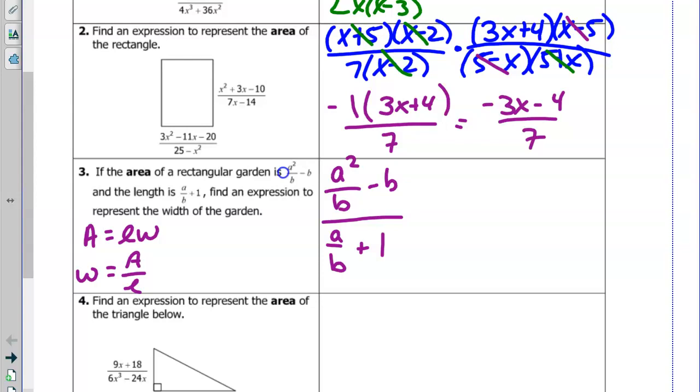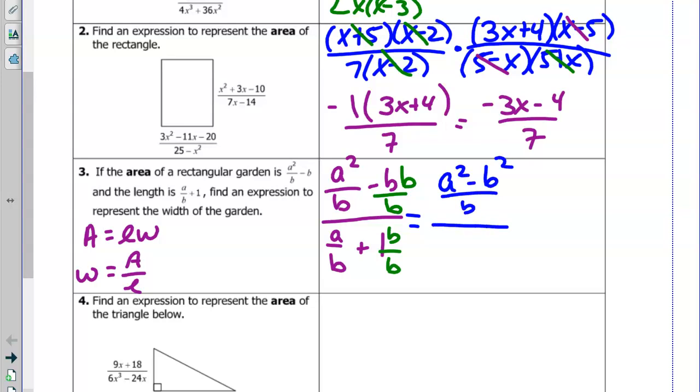Good. So wouldn't we just multiply by b? We're going to the top. You mean right here? Sure. Times b, right? Yep. Okay. And then down here, 1 would become b over b. Is that what you're saying? Yeah. So a squared minus b squared over b in the top.